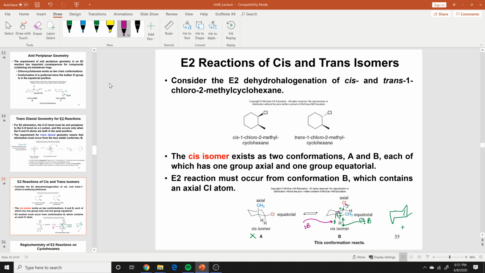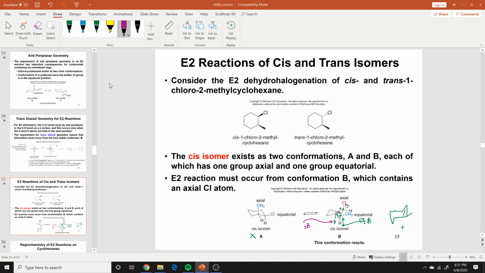Notice that in both cases, the base attacks the axial hydrogens. And I chose the axial hydrogens that are 180 degrees away from the chlorine. So the base attacks the axial hydrogens one at a time, forms a double bond, and the halogen is going to leave. So the rule always for the stereochemistry of the E2 mechanism in cyclohexanes is that the beta hydrogen and the leaving group have to be trans-diaxial with respect to each other.